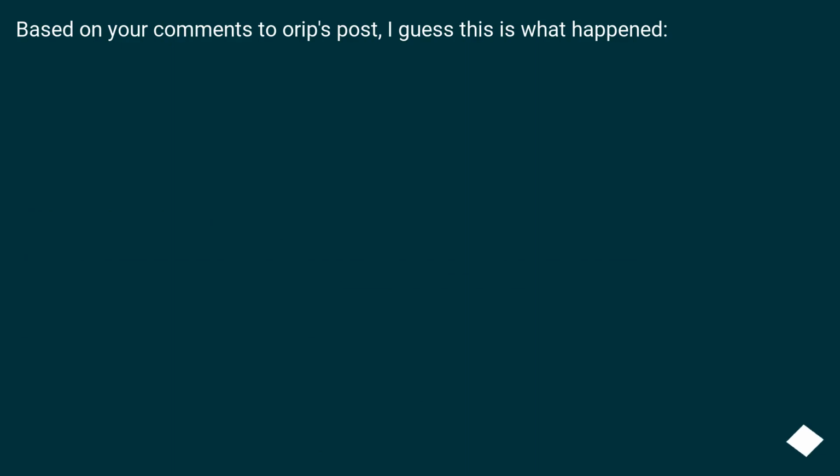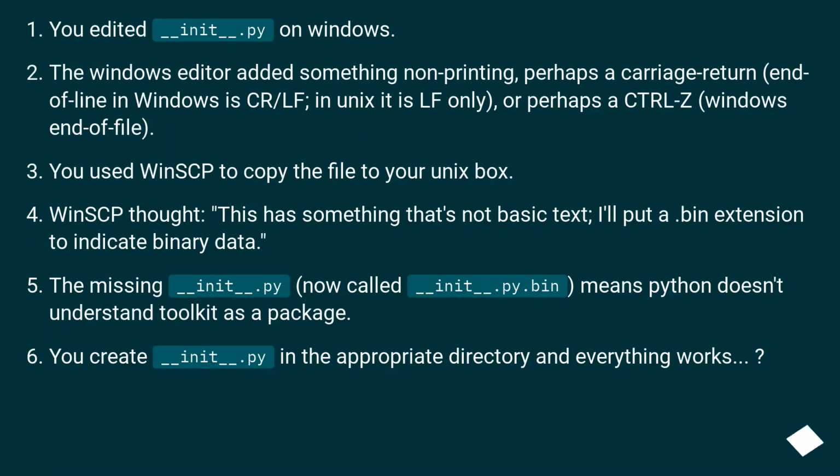Based on your comments to a RIPS post, I guess this is what happened. You edited __init__.py on Windows. The Windows editor added something non-printing, perhaps a carriage return. End of line in Windows is CR/LF, in Unix it is LF only, or perhaps a Ctrl-Z, Windows end of file. You used WinSCP to copy the file to your Unix box. WinSCP thought, this has something that's not basic text, I'll put a bin extension to indicate binary data.